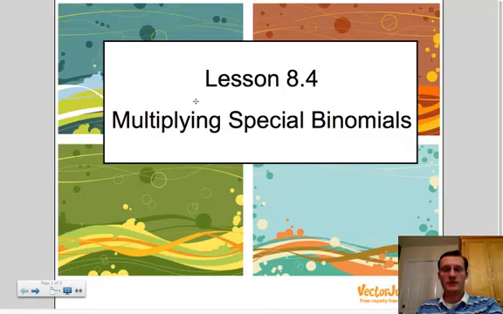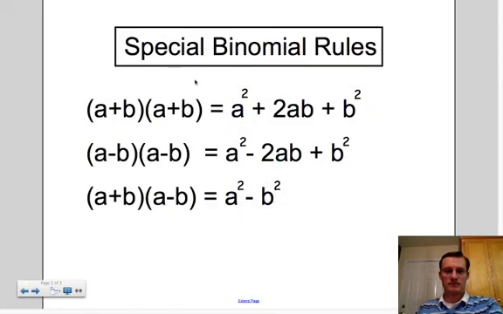Today we're going to look at some special types of binomials. If the first term in each binomial is the same and the second term in each binomial is the same, there's three sets of rules. If you add those two, there's a rule. If you subtract those two, there's a rule. And if you add one, subtract the other, there's a different rule. Of the three different ones, this is by far the most important.